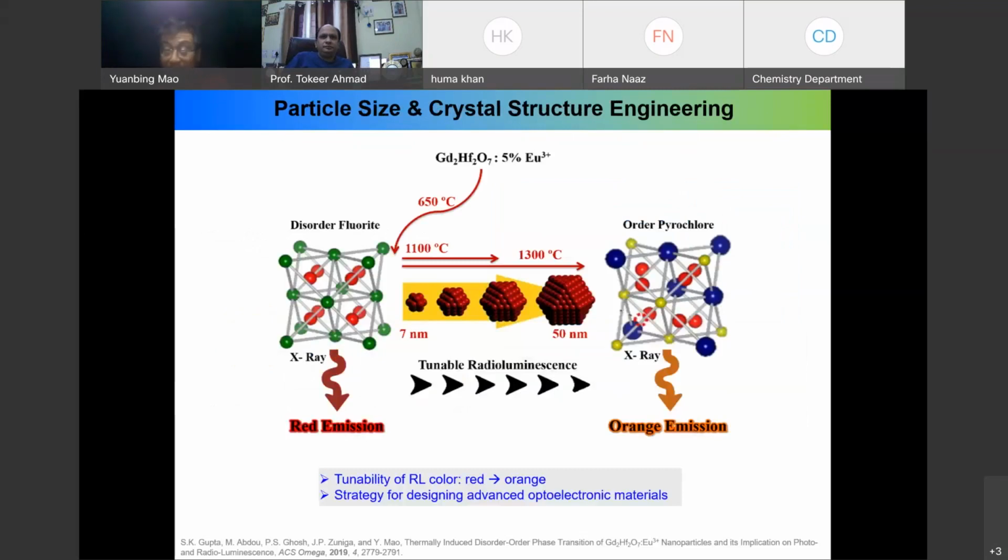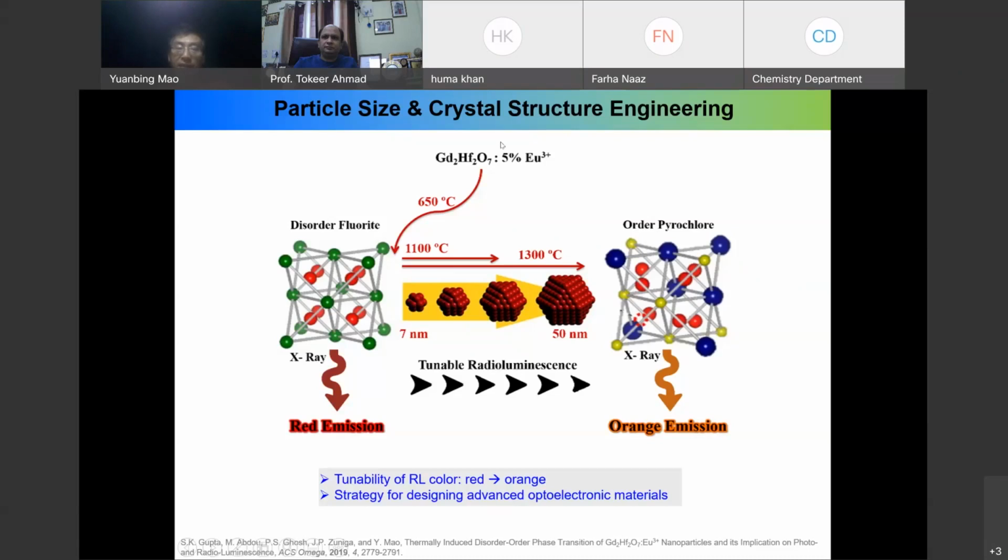So again, getting back to how we tune the luminescent spectrum, I mentioned earlier the particle size and the crystal structure engineering. We did one study and demonstrated that we can do that, right?